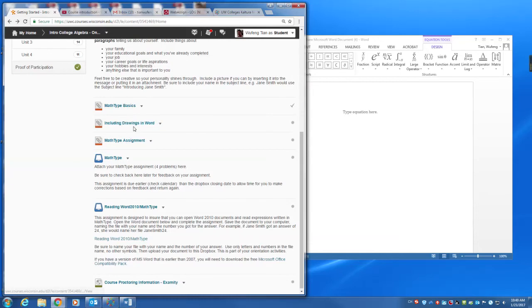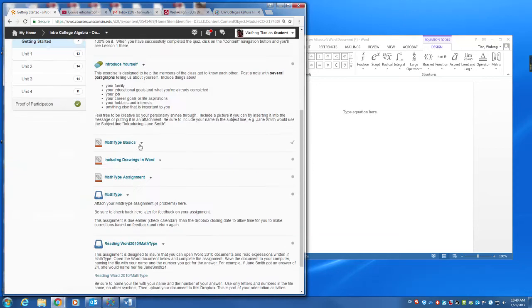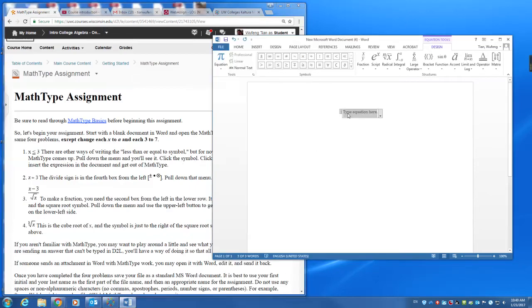So basics, including drawing pictures, MathType, design problems here. Click it. Okay, let me see, 4 problems. Where are the 4 problems? It's right here. Basically, you need to do the first one, x less than or equal to. You can use the LEQ, and then this gives less than or equal to. If you don't know that, this is less than or equal to 3. This is the first one, right?